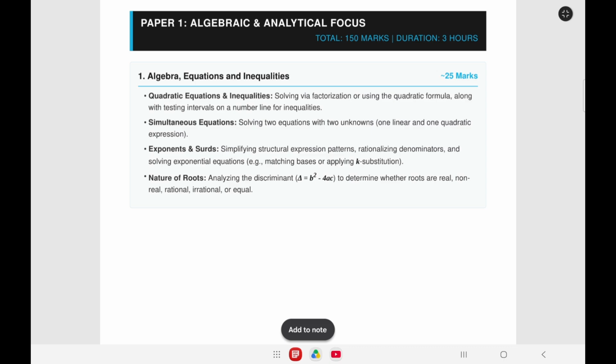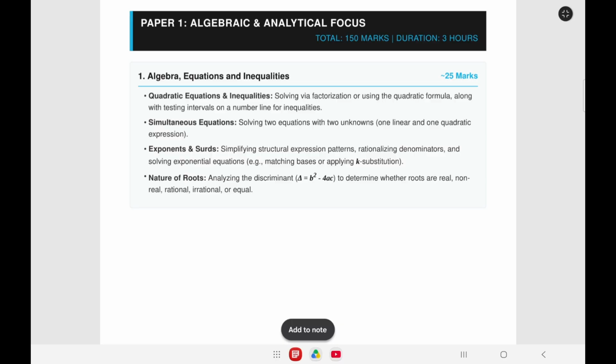So in algebra, we have quadratic equations and inequalities, solving via factorization or using the quadratic formula, along with testing intervals on a number line for inequalities. Okay, we also have simultaneous equations, which includes solving two equations with two unknowns, one linear, and one quadratic expression, where we solve two equations at the same time. We also have exponents and surds, simplifying structural expression patterns, rationalizing denominators, and solving exponential equations. For example, matching bases or applying the k substitution. The k substitution, I believe, was introduced in grade 10.